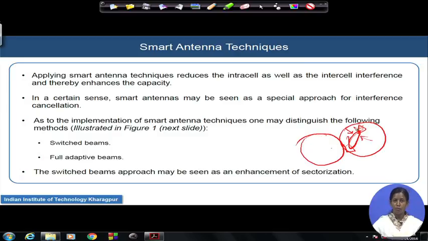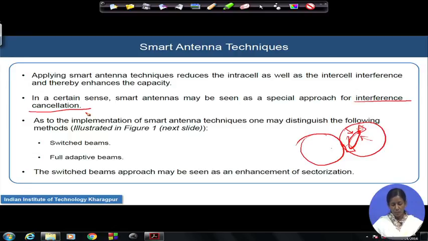Same thing for the base station, because from base station to base station also some interference may come in certain situations, but if you are focusing the beam towards your wanted direction, then you can really control the intercell interference also. That is why we see that the smart antenna technique is a very good approach for interference cancellation.